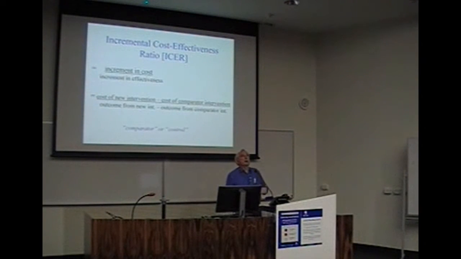Now, what we calculate is something called the incremental cost effectiveness ratio, or ICER. We want to know the increment in costs divided by the increment in effectiveness. In other words, the cost of the new intervention minus the cost of the comparator intervention, divided by the outcome for the new intervention minus the outcome from the comparator intervention. I'm using comparator here, I could have used control instead.